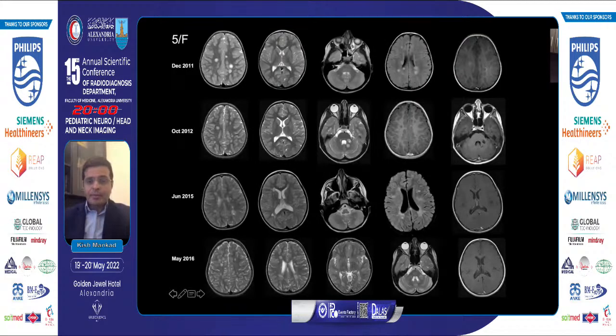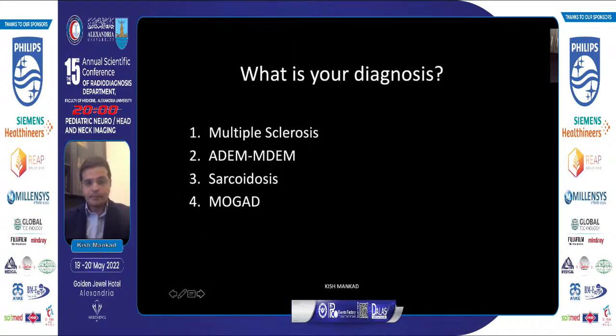Lesions relapsing and remitting over time, initially some of them showing enhancement, and over time, the brain atrophying away, with the lesions becoming coalescent, fusing with each other, and further atrophy out in the posterior fossa, as one can see. And the correct answer is multiple sclerosis.